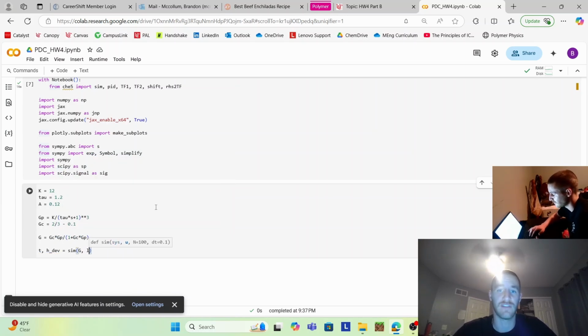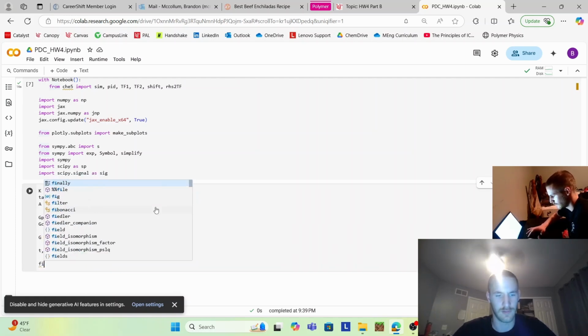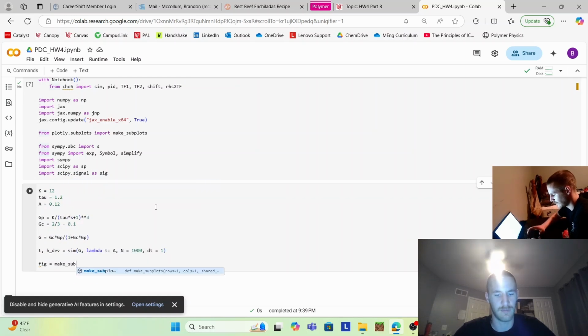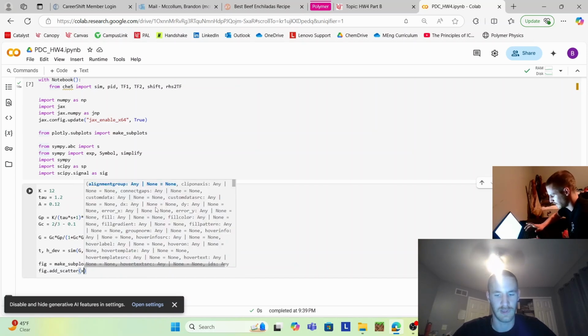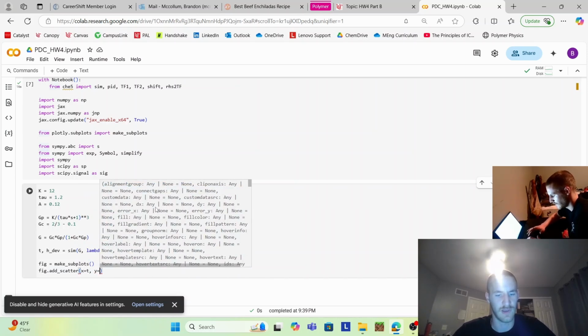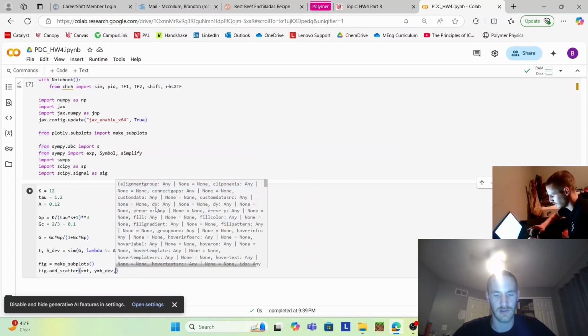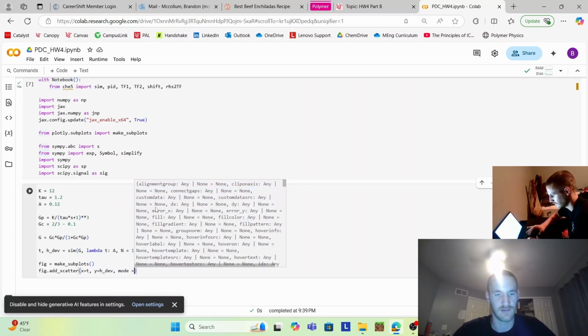And then we need a function of time. That is our step change. So we'll do a lambda function, and that's just going to return A. We'll do n equals 1000 and dt equals 1. And then we'll make a figure, so fig equals make subplots, fig dot add scatter, x equals t, y equals h deviation, mode equals lines.